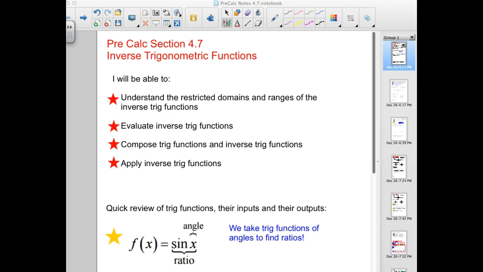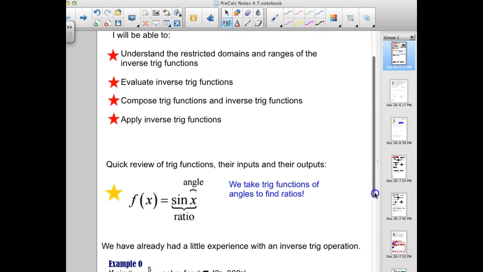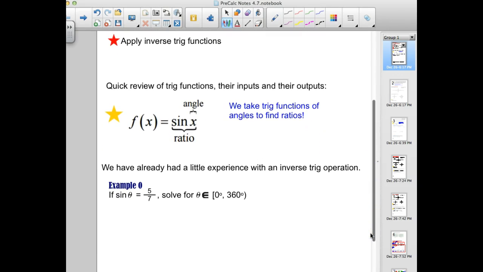Today we're looking at section 4.7 for pre-calc, dealing with inverse trigonometric functions. Our objectives today will be to understand the restricted domains and ranges for the inverse trig functions and to evaluate some inverse trig functions. And then the next couple days we'll look at composing them and doing some applications of inverse trig functions. So a quick review.